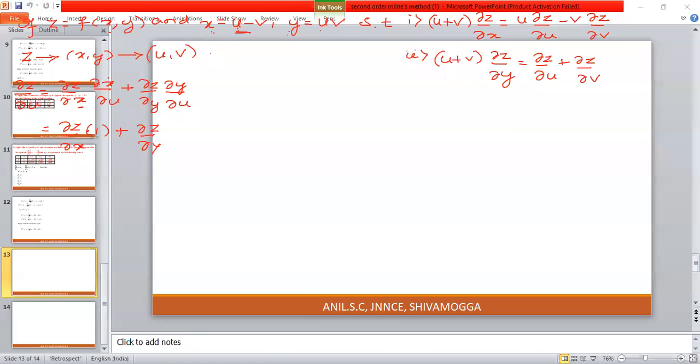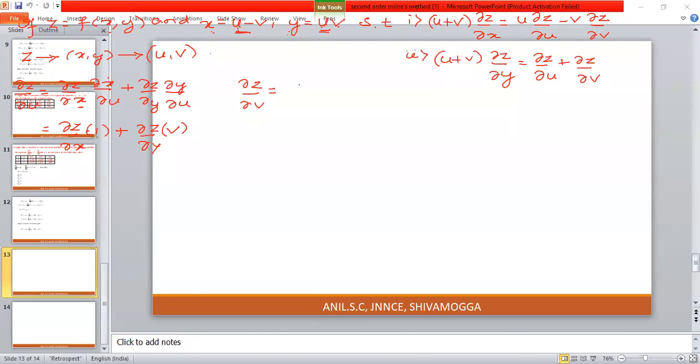Differentiate y partially with respect to u, treating v as constant. Since v is constant, keep it as it is. Derivative of u is 1, so 1 into v is v. Therefore, del z by del x plus del z by del y into v. This is the derivative. Similarly, we write del z by del v. What will be the expression for del z by del v?